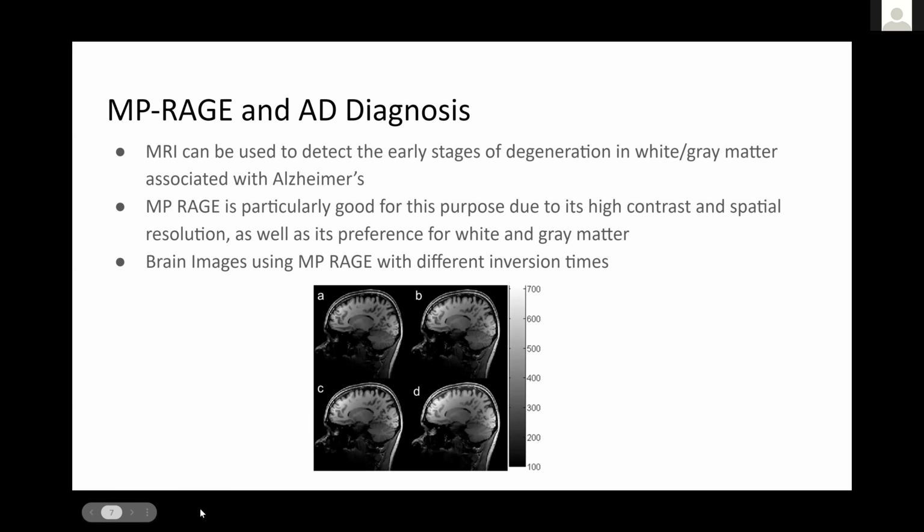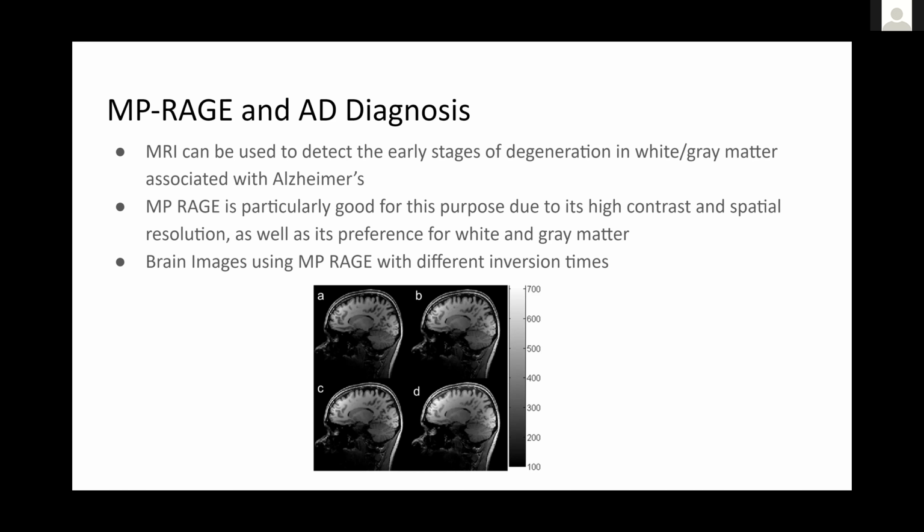So MRIs are very good at imaging brain tissue and therefore can be used to detect early stages of degeneration and atrophy due to Alzheimer's. MP-RAGE in particular is good at this due to the high contrast and spatial resolution it offers, particularly between white and gray matter. It can also detect the shrinkage and atrophy of gray matter in a patient's brain and can be fine-tuned to detect finer detail depending on the patient.